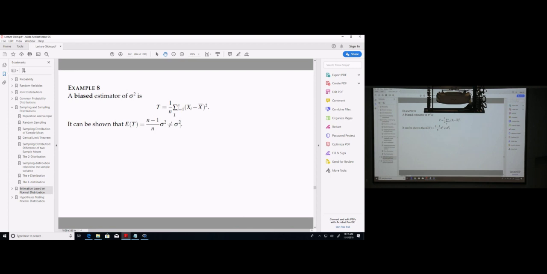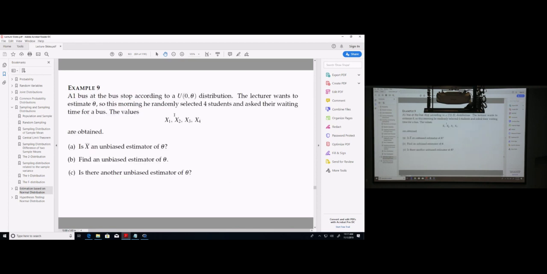Oh, this is already done here, all right? Okay. A1 bus at the bus stop, I think we missed out one word. I mean, an A1 bus arrives at the bus stop according to a uniform distribution. The lecturer wants to estimate theta. So this morning, he randomly selected 4 students and asked their waiting time for a bus. The values are obtained. Is X bar an unbiased estimator of theta?